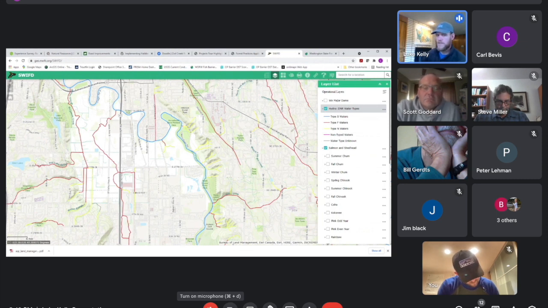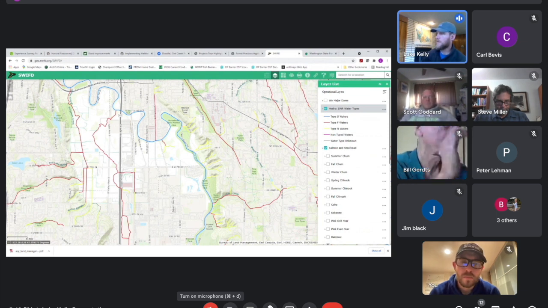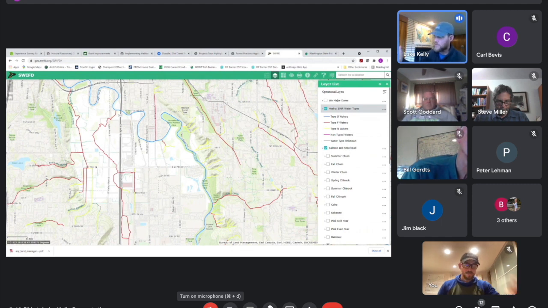There's definitely some overlap, as you can see. If I were to recommend anything, I would recommend Swifty. And then if you want to go the extra mile, you could look at, okay, there's no anadromous fish here, but is it a type F water? Have there been documented fish here in terms of forest practices? And you could use this map. I usually use the actual DNR map, but get good resources.